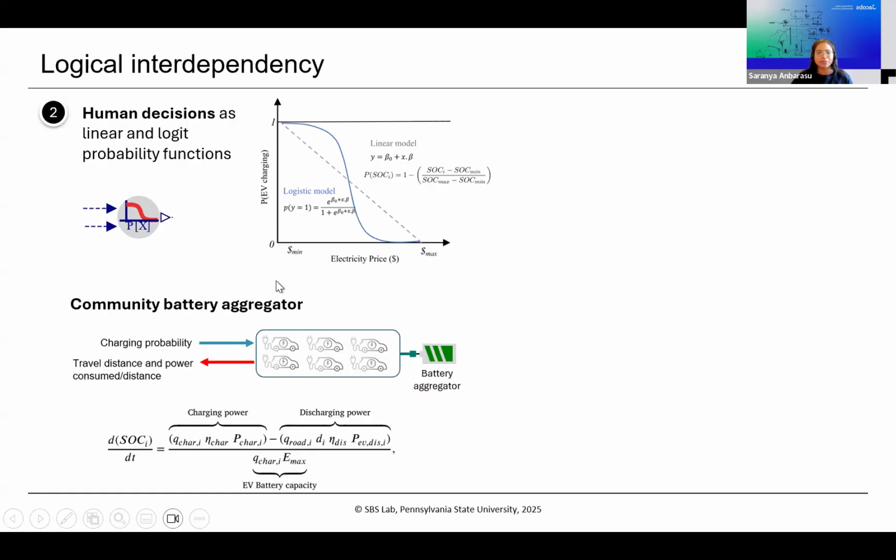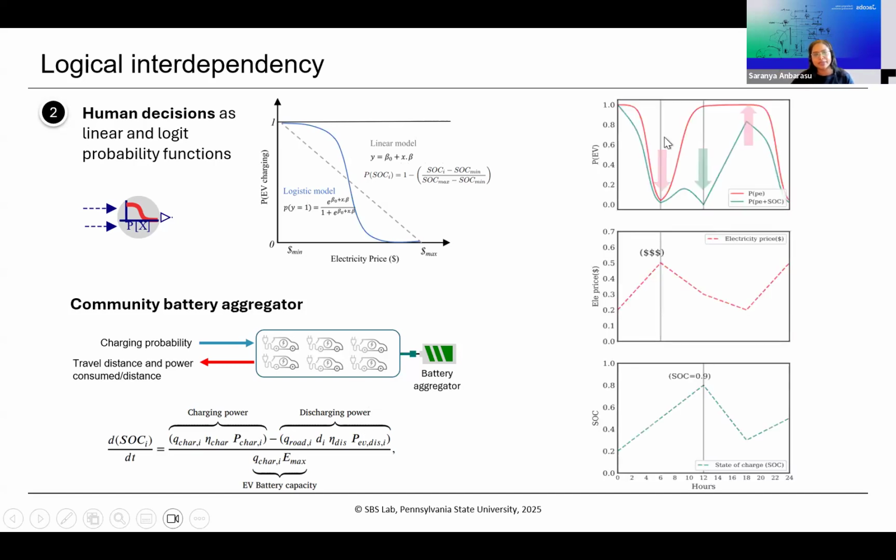We also wanted to model the EV battery dynamics, but modeling the entire EV is not feasible for this project. So we came up with a different approach using an aggregator, a community battery aggregator. The entire community battery capacity is modeled together, the charging probability determines how much the battery charges, and the travel distances of all the EVs entering those blocks determine how much power is discharged from that aggregated battery. So that was how we modeled it, which is a simplified approach instead of modeling the detailed EVs.